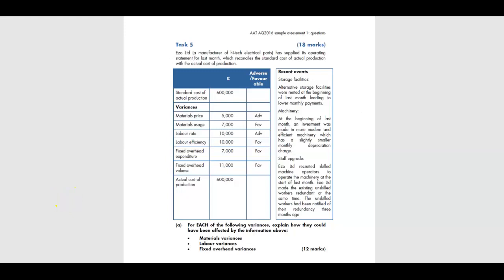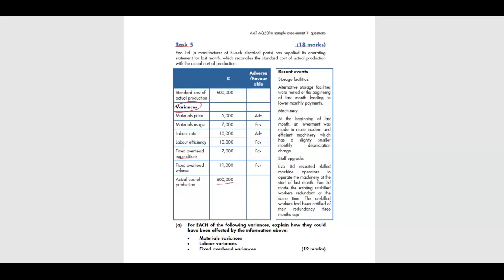So in this question, we can see we have 18 marks, and these 18 marks will contain a few variance analysis questions. From here, the first thing we can see is the variances. We have material price variance 5,000, that is adverse. Material usage variance 7,000 favorable. Then we have a labor rate variance, that is adverse, and labor efficiency variance, that is favorable. Then we have fixed overhead expenditure variance, that is favorable, and fixed overhead volume variance, that is favorable. So actual cost of the production is 60,000.